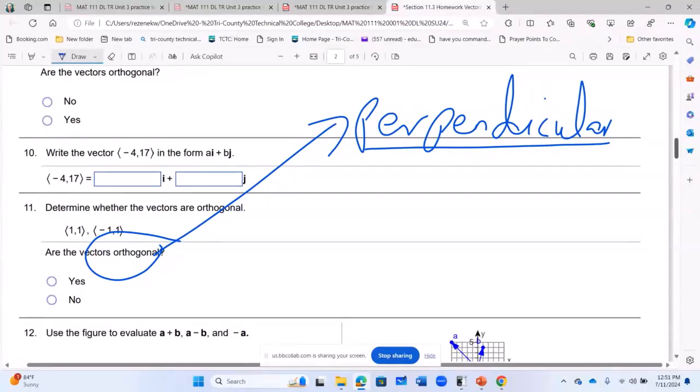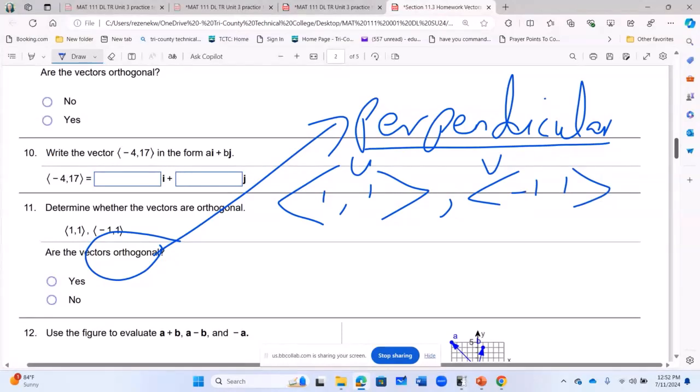Okay, so let's go ahead and do number 11. I want to find the dot product. I'm going to write it here: (1, 1). I can call this one vector u, and this one vector v is (-1, 1). And I'm looking for the dot product.